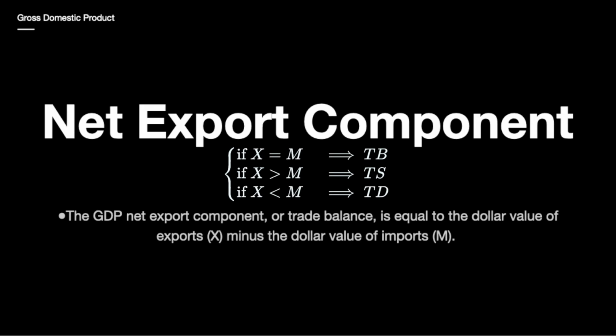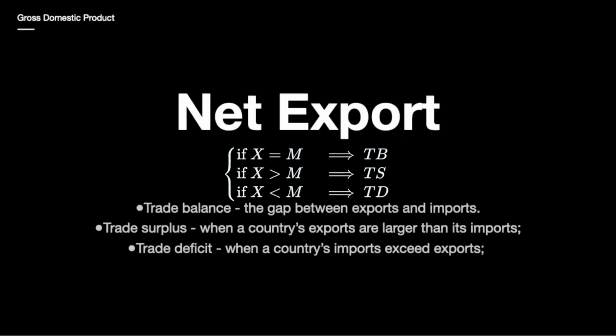The GDP net export component, or trade balance, is equal to the dollar value of exports X minus the dollar value of imports M. Trade balance is the gap between exports and imports. The trade balance is equal to exports minus imports. A trade surplus, when a country's exports are larger than its imports, is calculated by exports minus imports. A trade deficit is when a country's imports exceed exports, calculated by imports minus exports.